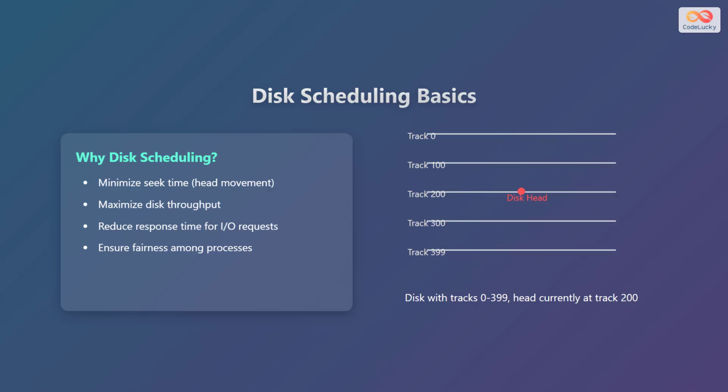Here's a simple illustration of a disk. A typical disk consists of multiple tracks, each identified by a unique number. In this example, we have tracks ranging from 0 to 399. The disk head is currently positioned at track 200.